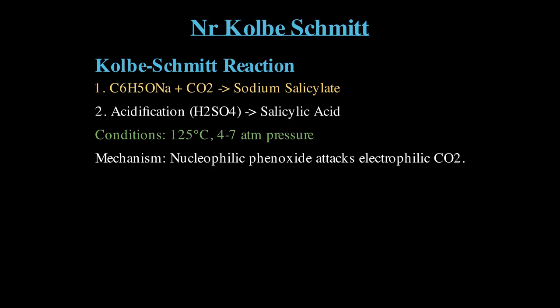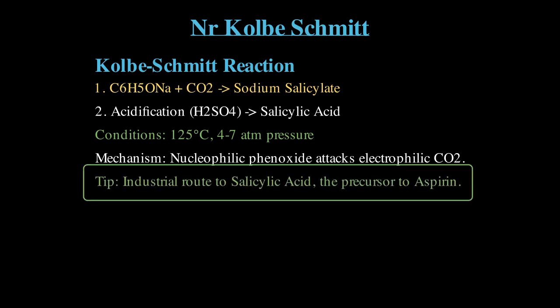It attacks the weakly electrophilic carbon of CO2, adding the carboxylate group to the ortho position. The intermediate then rearranges to reform the stable aromatic ring, giving us sodium salicylate. The last step is simple protonation. And here's the exam tip you absolutely must remember. This reaction is the industrial route to making salicylic acid.